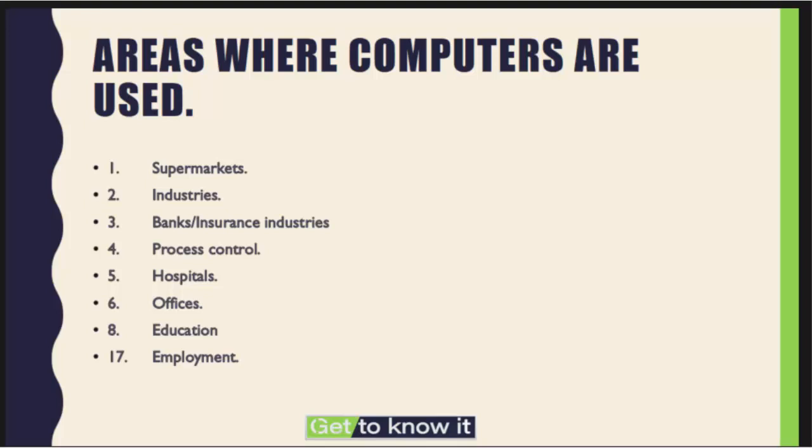Process control is still another area where computers are used. Computers are used in production environments such as factories to control chemical and mechanical processes. The computers are usually loaded with specialized programs, and each computer is designed to do a specific job. So process control is yet another area where computers are used, so it is not under the bank.